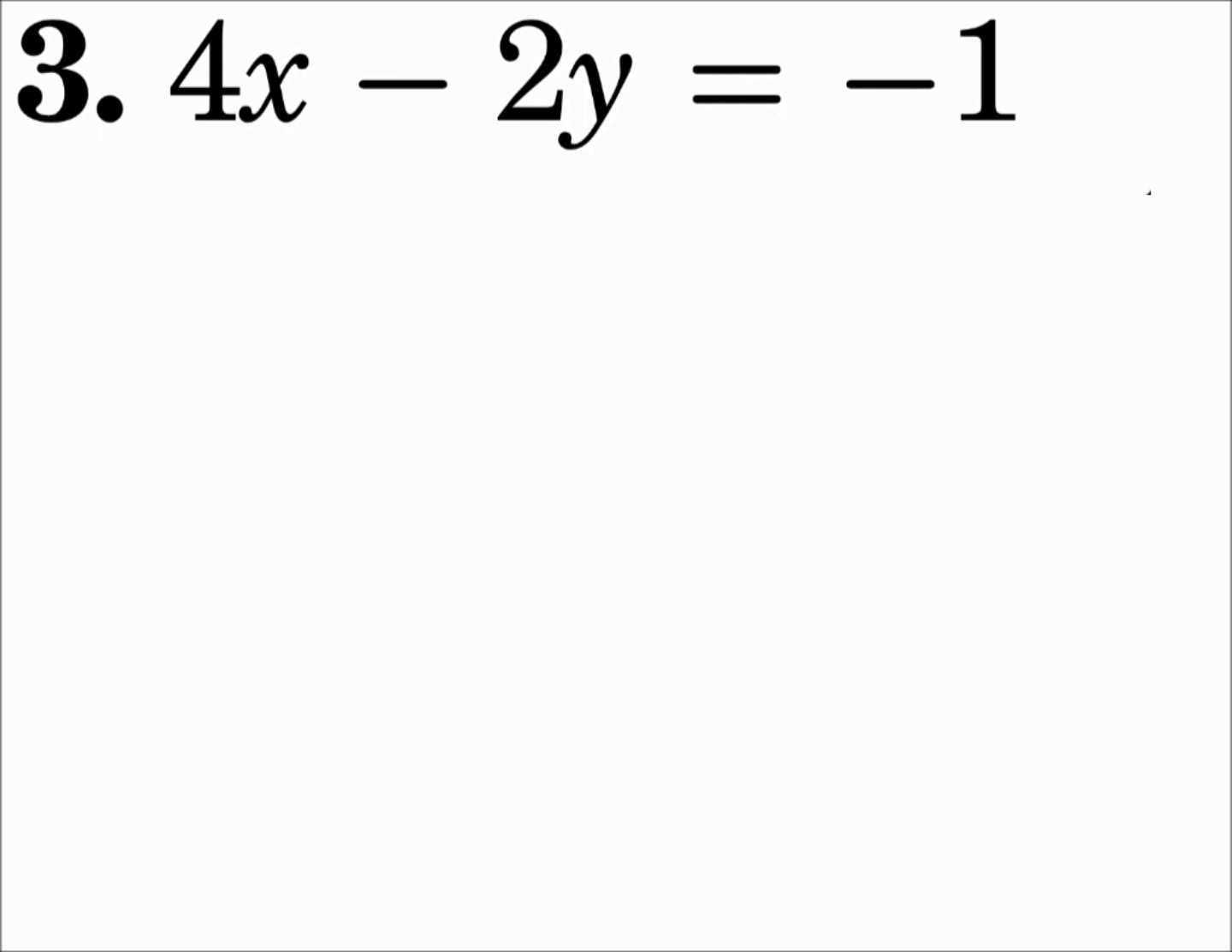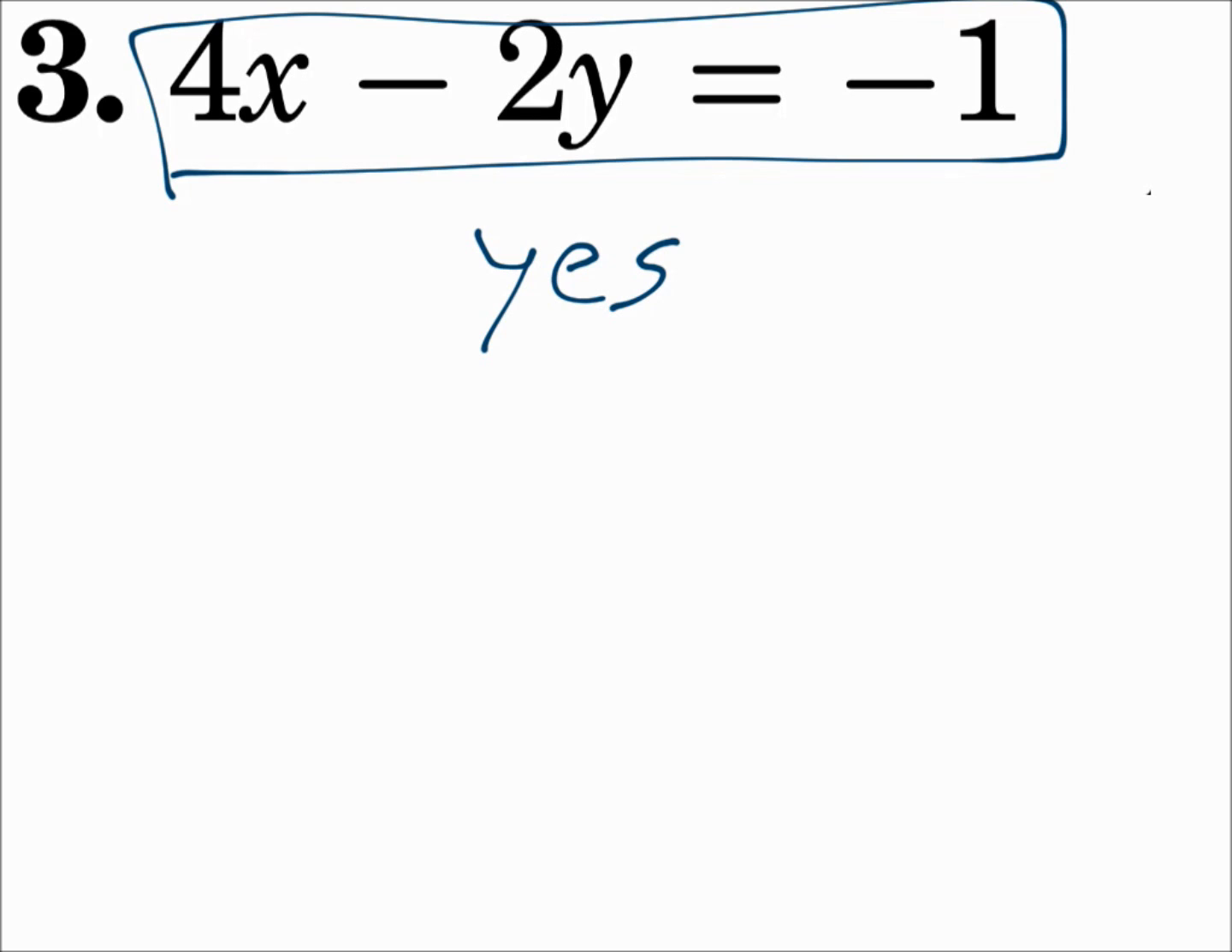Number 3, 4x minus 2y equals negative 1. No x squareds, no y squareds, no xy's. This is linear. To get it in standard form, the x's are first, the y's second, and the constants on the right. And there are no common factors between 4, negative 2, and negative 1. So this is finished the way it stands.